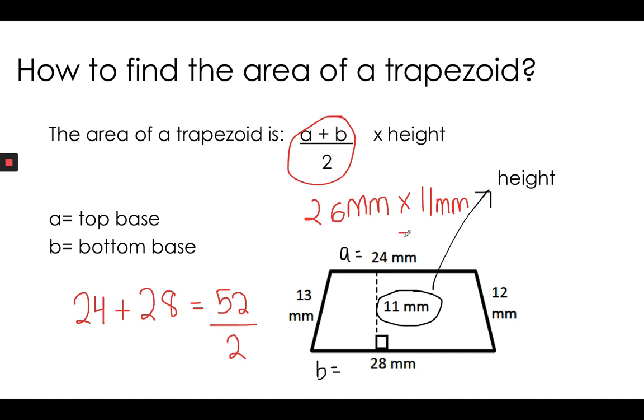Okay, and you get 286 millimeters squared. Don't forget that it is squared, because you multiply millimeters by millimeters, so you are left with the square. Okay?